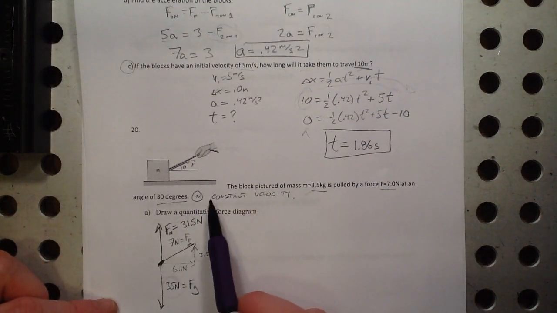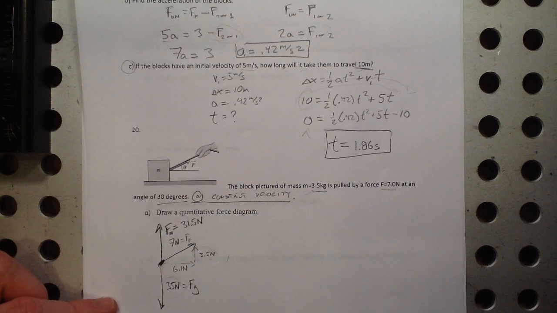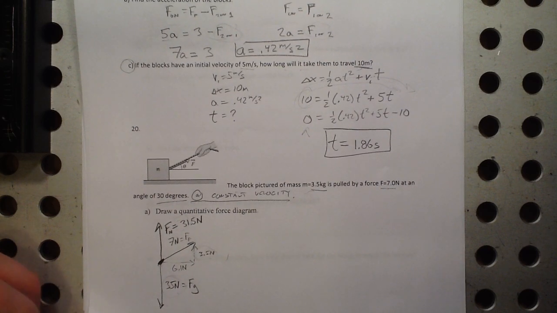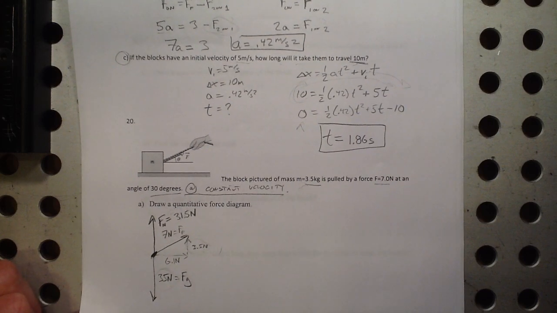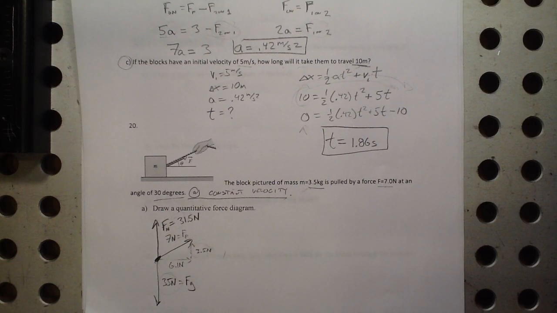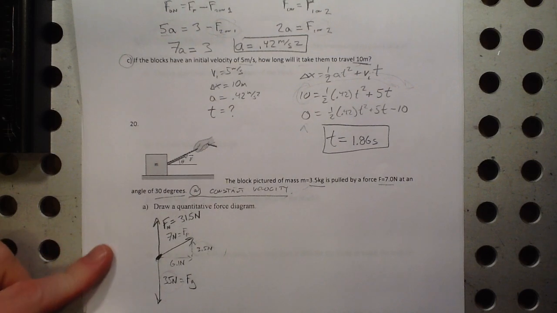Okay, I suppose you're back now. I'll give you one more chance to pause. Okay, so if it's moving at a constant velocity, that means the forces are balanced, which would mean there would have to be this much friction.